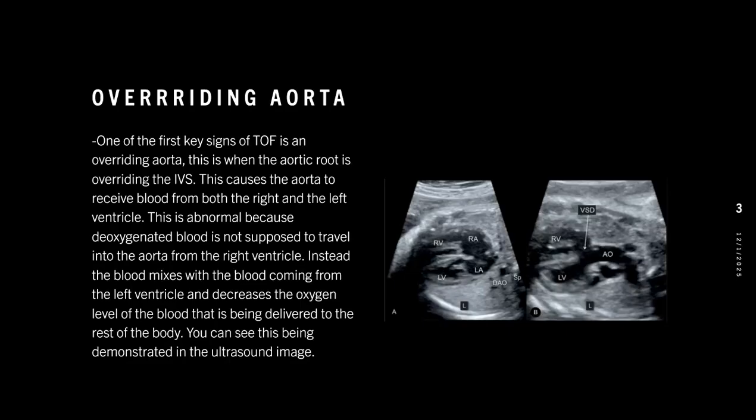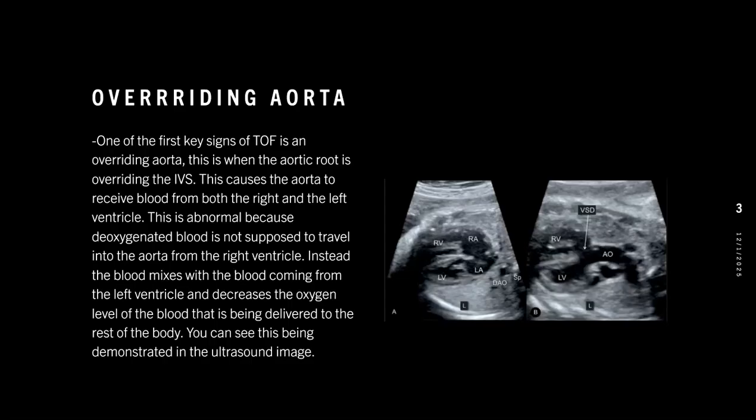Overriding aorta. One of the first key signs of TOF is an overriding aorta. This is when the aortic root is overriding the IVS. This causes the aorta to receive blood from both the right and the left ventricle. This is abnormal because deoxygenated blood is not supposed to travel into the aorta from the right ventricle. Instead, the blood mixes with the blood coming from the left ventricle and decreases the oxygen level of the blood that is being delivered to the rest of the body.